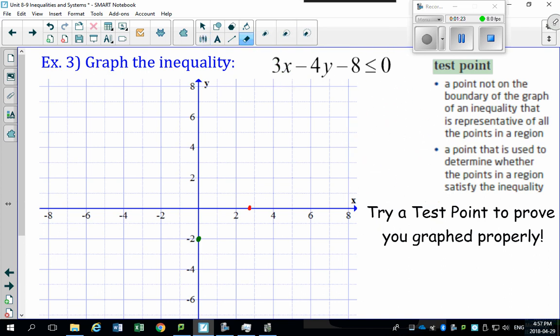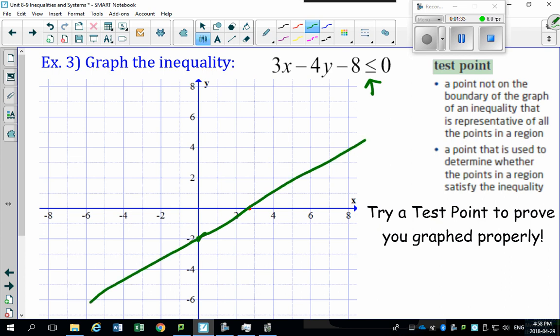Now, do we draw a dotted line at this point, or do we draw a solid line? That being equals means it's a solid line. So right through there, there's our nice, beautiful graph. Now, which way do you shade? I don't know. In this particular case, that's the advantage of y equals mx plus b, because that tells you right away which way to shade. In this case, this doesn't tell you anything. Well, how do we figure it out?